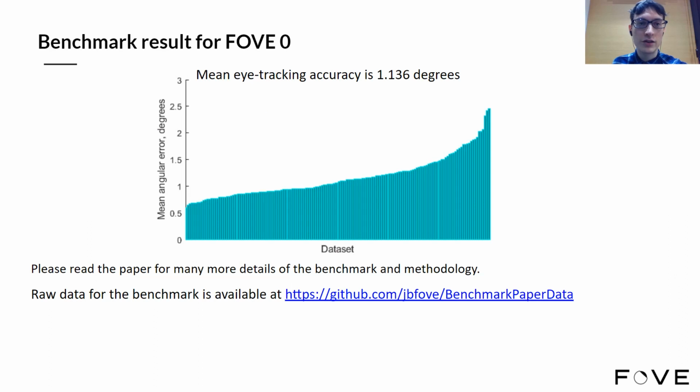This is an accuracy benchmark result for the FOV0 headset. Here, each vertical bar represents an individual participant's mean angular error. There are a total of 157 participants in this benchmark. We performed an ascending sort of the bars so we can see the range of how eye tracking accuracy varies from person to person. From this figure, we can see that mean accuracy is about 1.1 degrees.